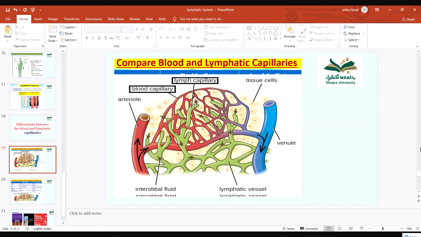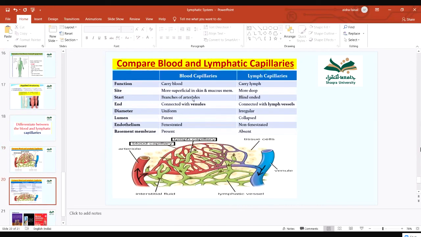You can see these lymph capillaries, their end is blind. They are blind-ended. They are not open. And these lymph capillaries are bigger than the blood capillaries. Blood capillaries are smaller than the lymph capillaries. Then you can see many lymph capillaries uniting, and ultimately they will form the lymphatic vessels. Then big lymphatic vessels are formed. So you can see what the differences are. It has been tabulated over here.